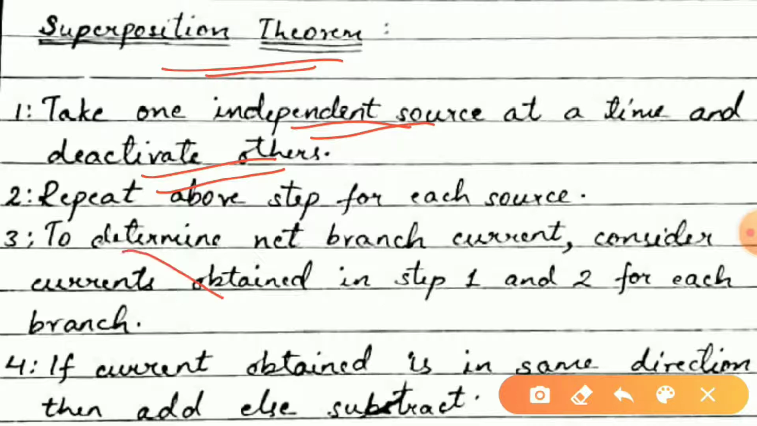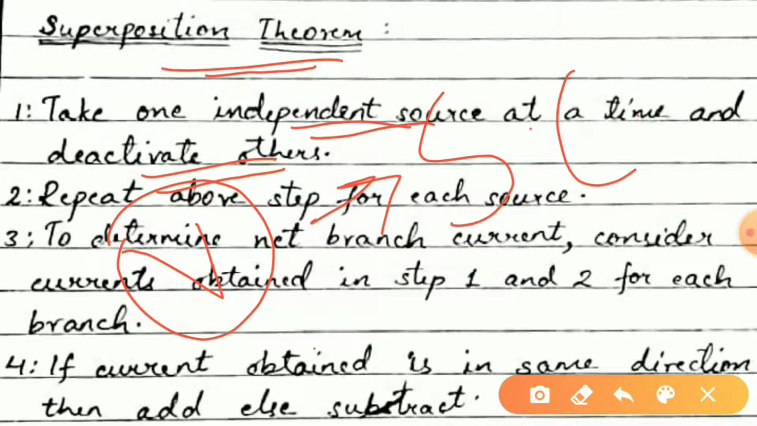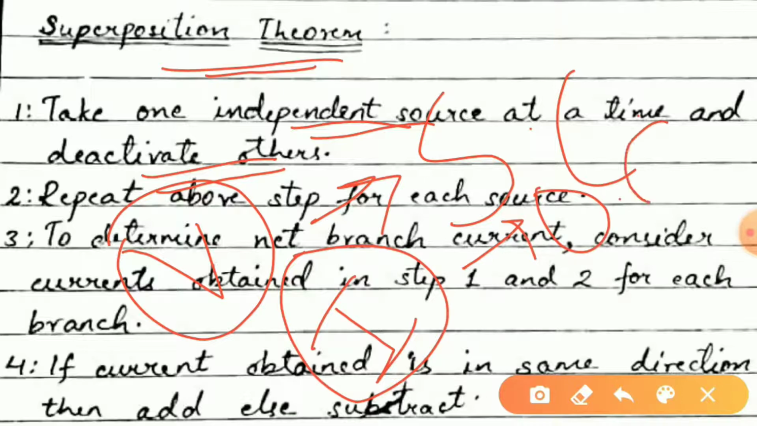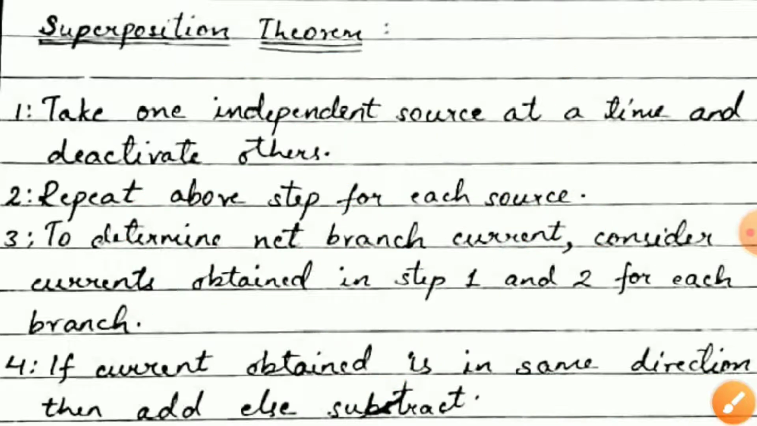When there is a voltage source, it is replaced by short circuiting, and when we have a current source, it is open circuited. Depending upon the number of sources available in a circuit, step 1 is to be repeated. So step 2 talks about repeating the above step for each source.